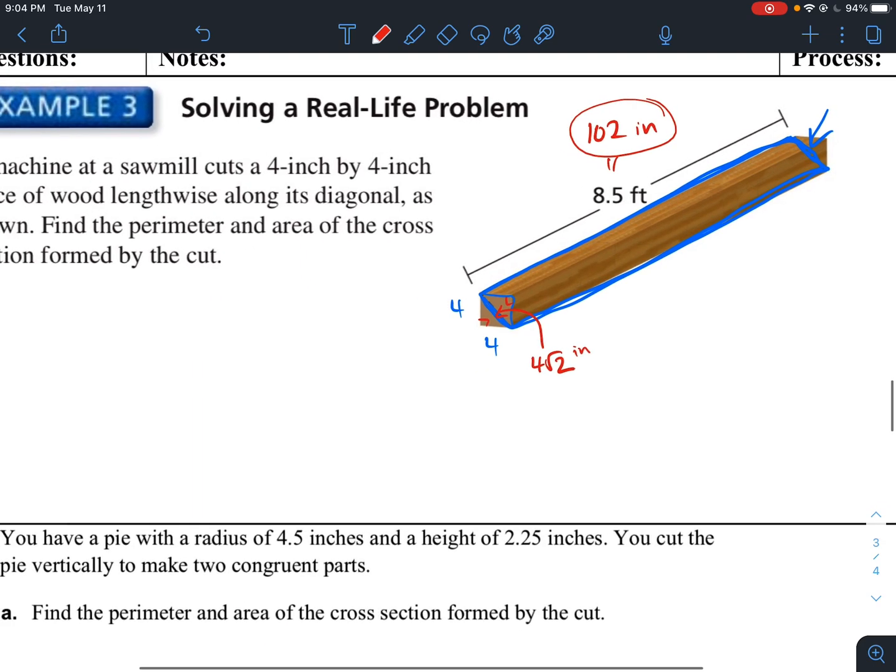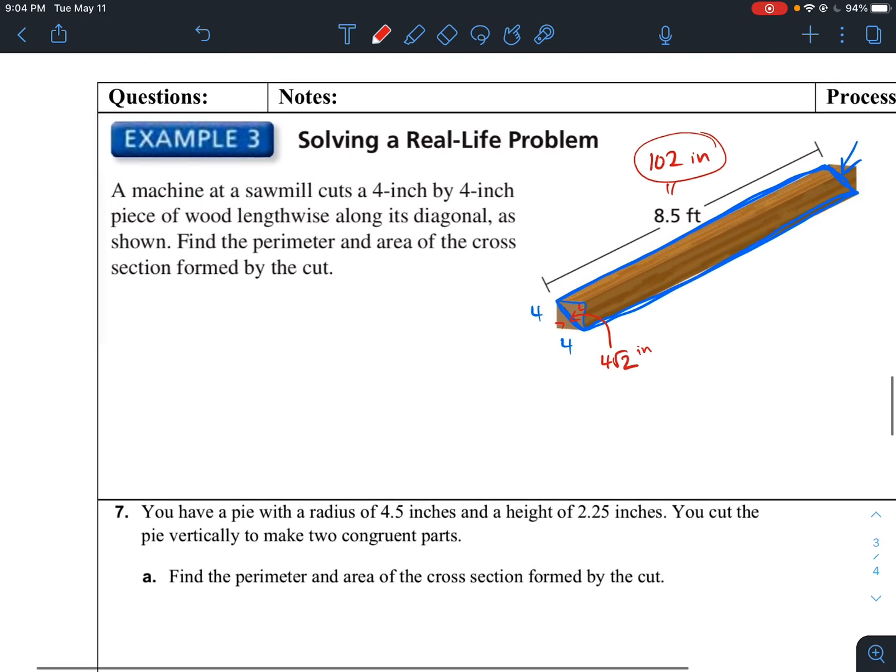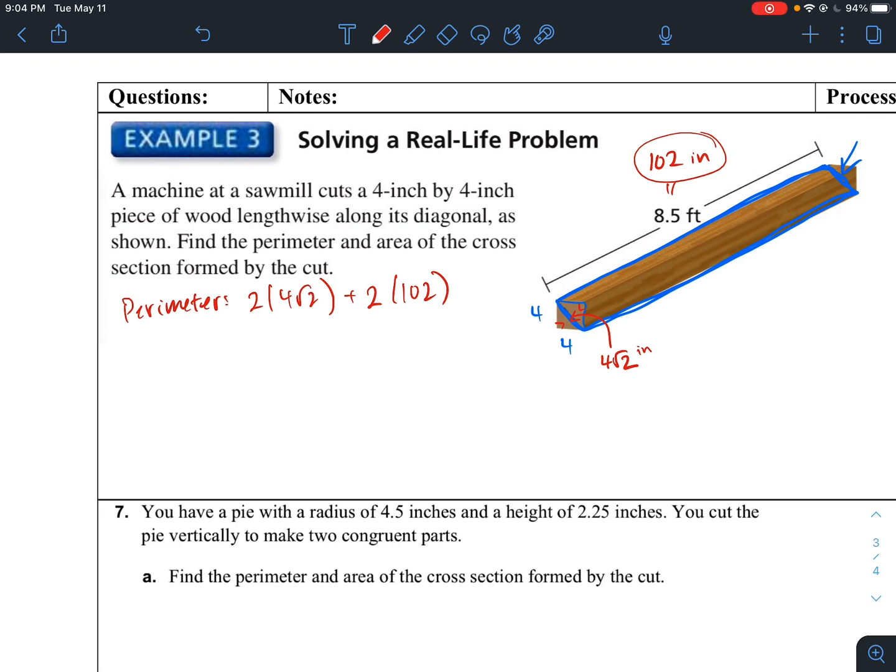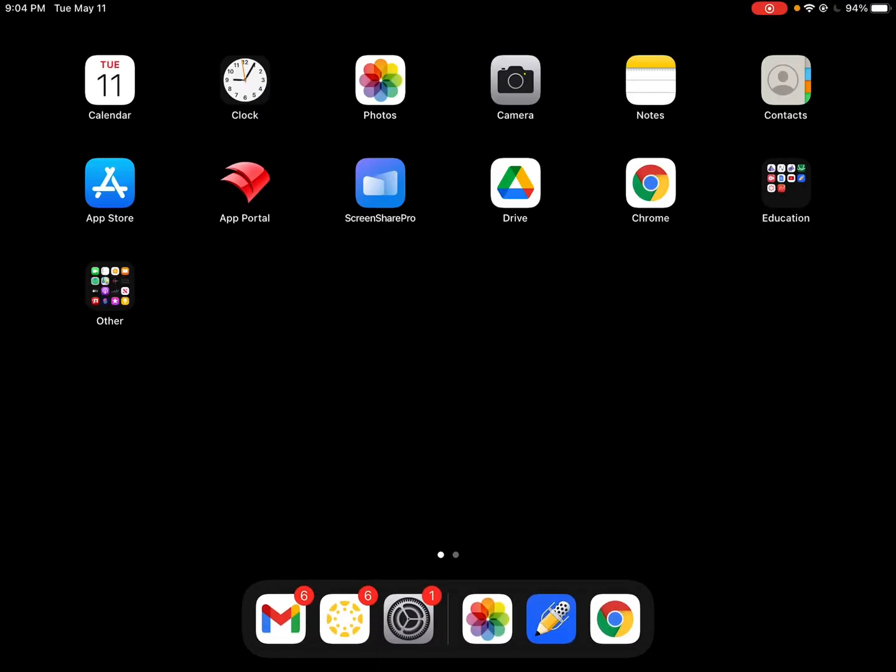Okay, so now we're in the same units, and so to find the perimeter, we just need to take the sum of all the sides. So it's going to be 2 times 4 square root of 2 plus 2 times 102, because there's two lengths, 2 of both sides. So that's equivalent to 8 square root of 2 plus 104.